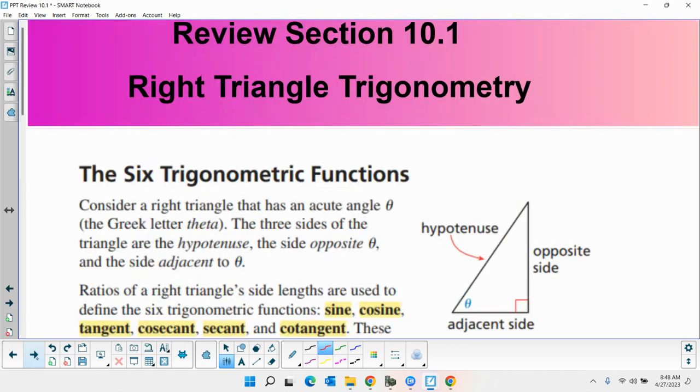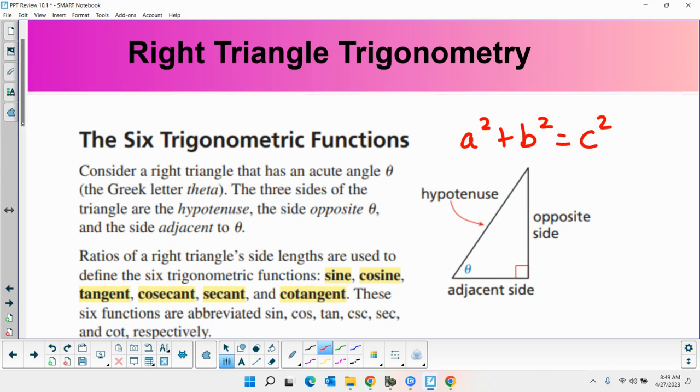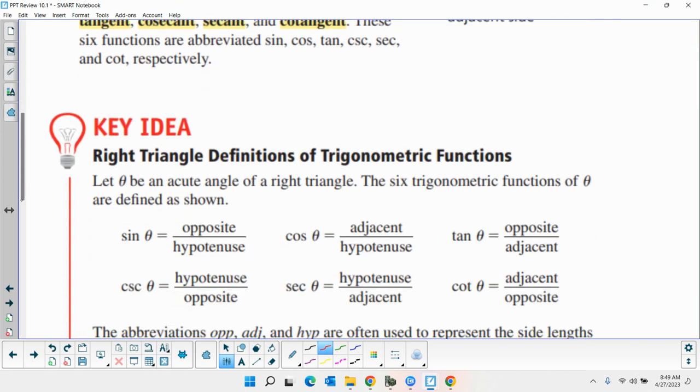All right, so quick review. If theta's here, that's opposite side, that's adjacent, that's hypotenuse, right? You guys remember that? Pythagorean theorem. Remember? A squared plus B squared equals C squared for right triangles, right? The two legs, the opposite side and adjacent side, are the A and the B. Hypotenuse is always the C, right?